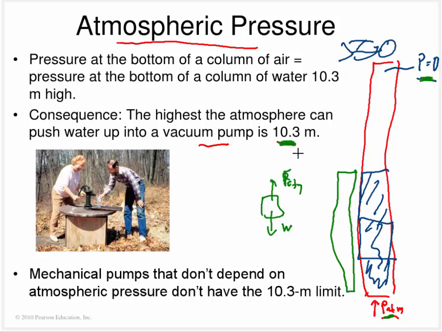Turns out that limit is going to be 10.3 meters, and since pressure can't ever be less than 0, we can't ever suck it up any higher than 10.3 meters. Now, do keep in mind that mechanical pumps that don't depend on atmospheric pressure don't have this about 30 foot limit.